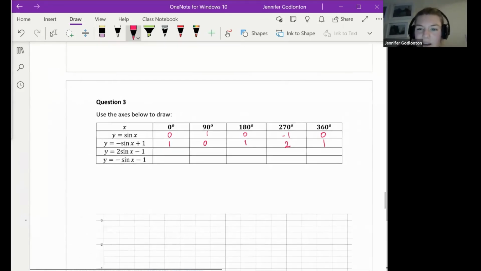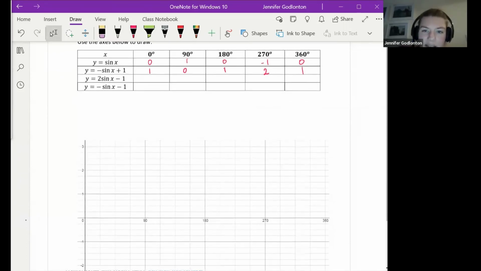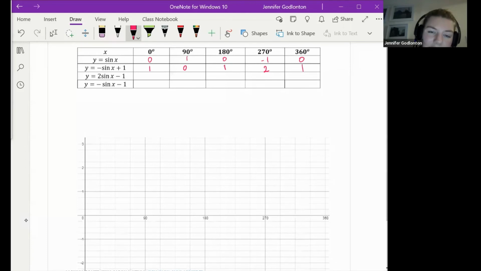Okay. So if we were wanting to plot that at 0 degrees, our y value is 1. So that's 0 and 1. Next one, at 90 degrees, our y value is 0. At 180 degrees, our y value is 1. At 270 degrees, our y value is 2. And at 360 degrees, our y value is 1.